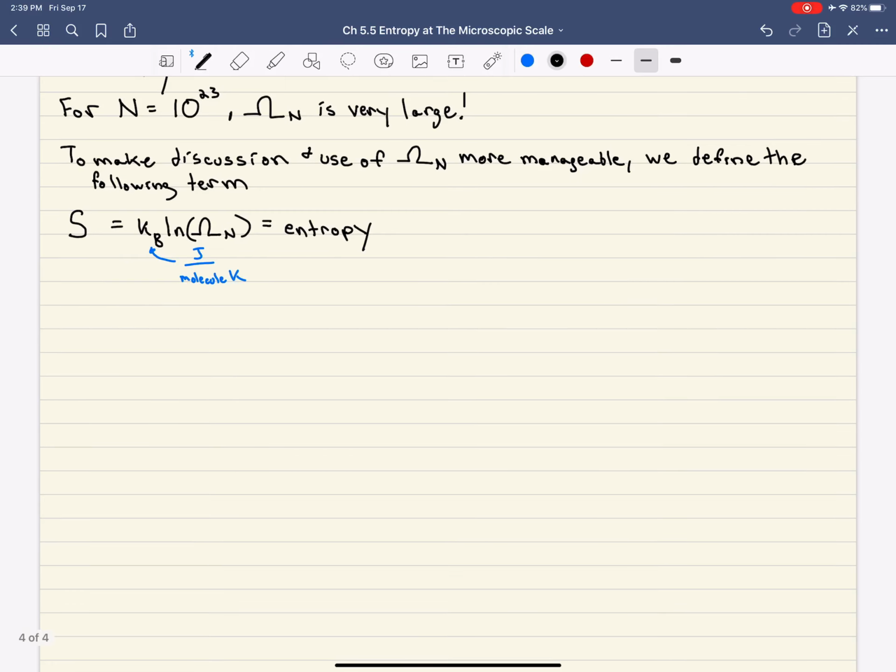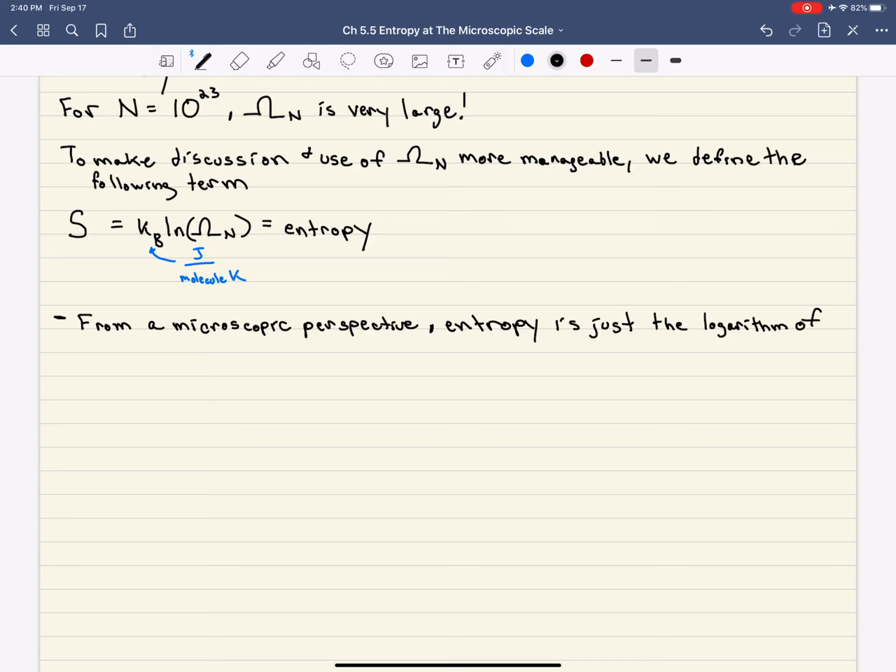All right, and so when we consider molecules and when we're considering systems at the microscopic level, whenever we talk about entropy at the microscopic level, all it is is the logarithm of the number of different ways of arranging molecules in a system. Okay? Right?